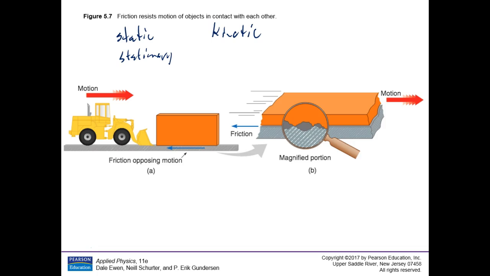So the static friction is usually greater than or sometimes equal to kinetic friction. That's supposed to be a greater than symbol. That's pretty ugly. Okay. Greater than or equal to kinetic friction. The force needed to get something moving is usually greater than the force to keep it moving. Okay? And that's at the top of page 132.